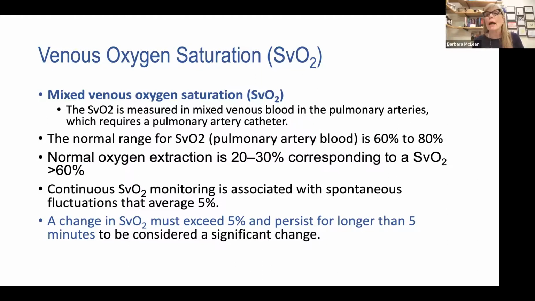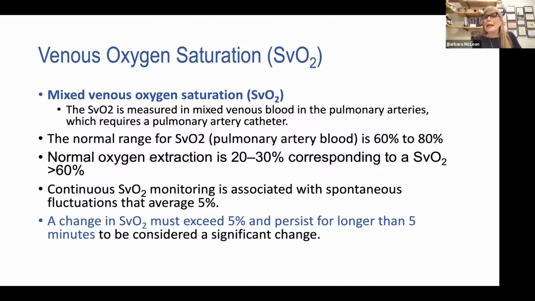ScvO2 is an indirect surrogate, and it's good as long as patients are not hyperventilating, as long as they don't have a rapid heart rate. If they've got a rapid heart rate or they're hyperventilating, then it becomes a little less meaningful and less predictable.